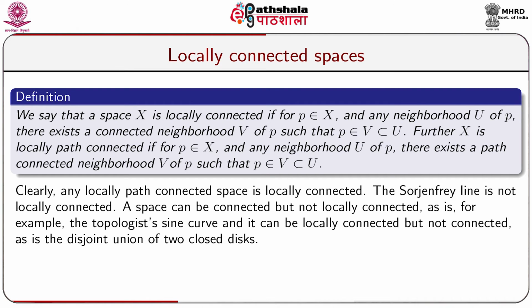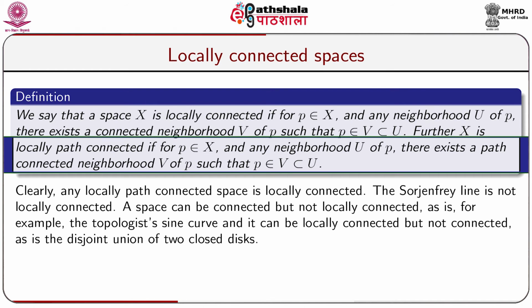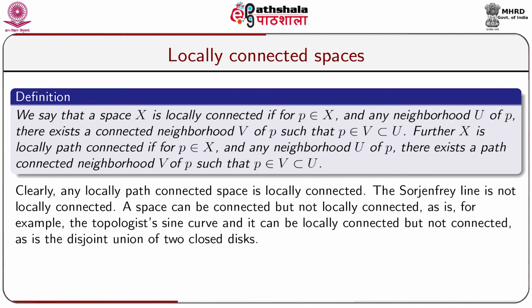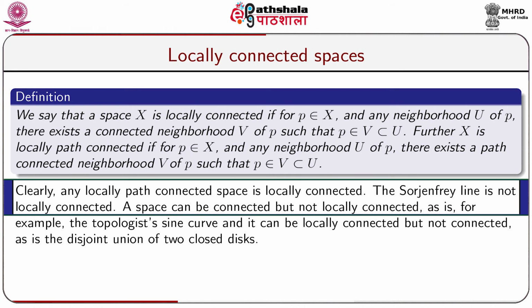Similarly, we can define locally path connected spaces. That means a space X is said to be locally path connected if for any x belonging to X and any open set U containing x, there exists a path connected open set V containing x which is contained in U. Clearly, any locally path connected space is locally connected.